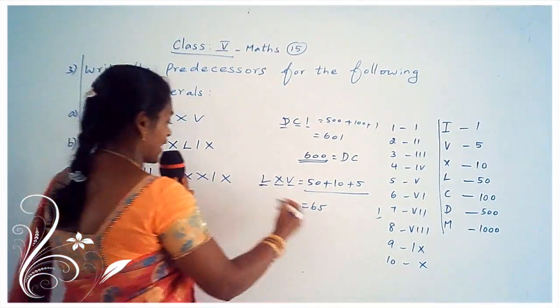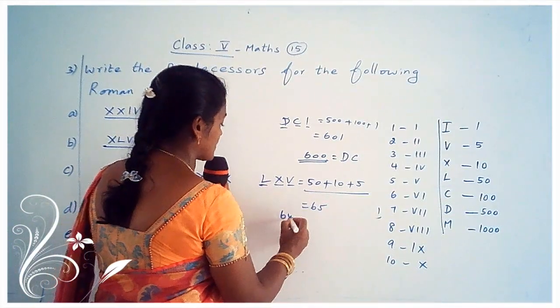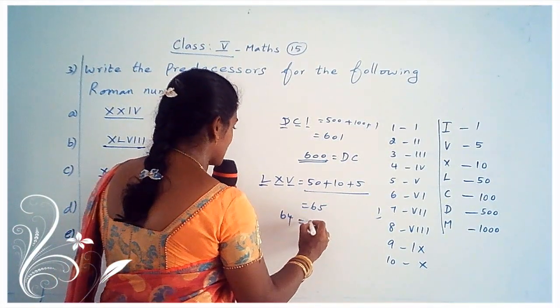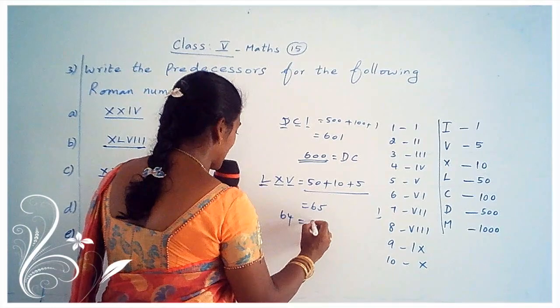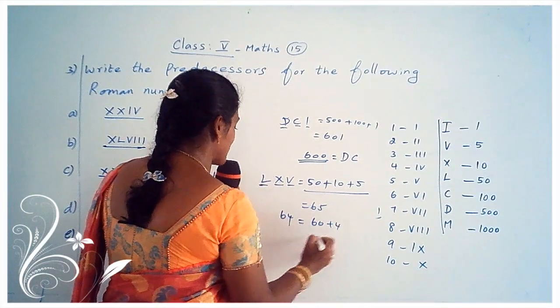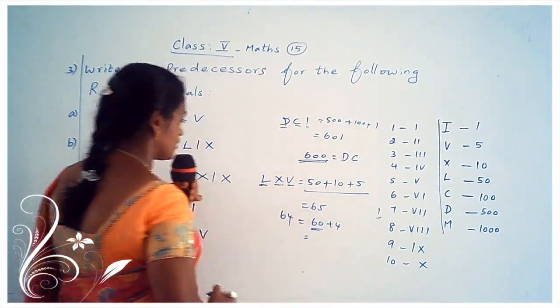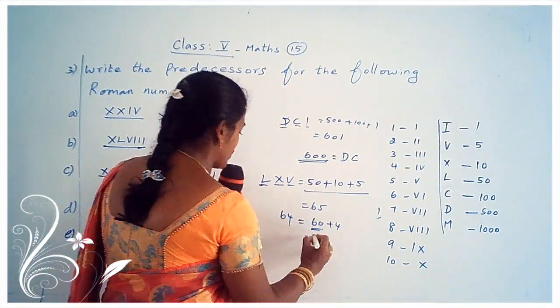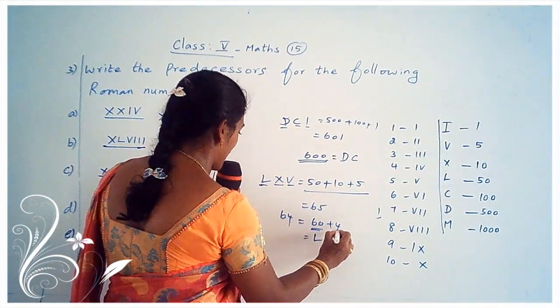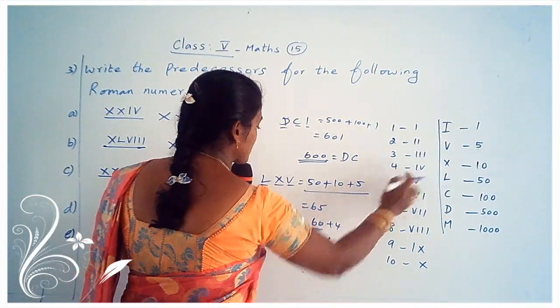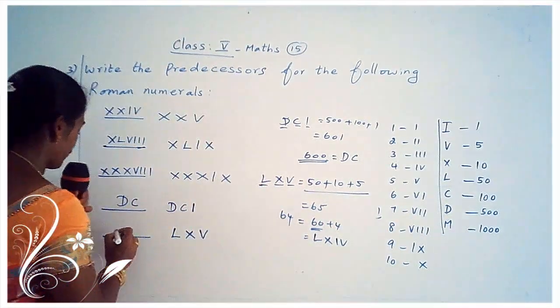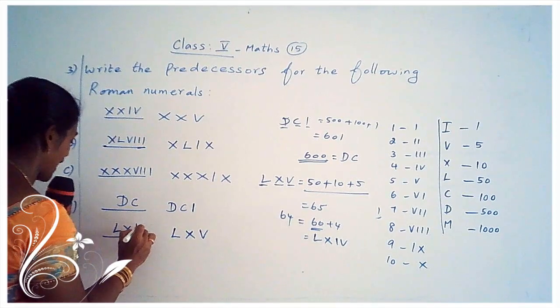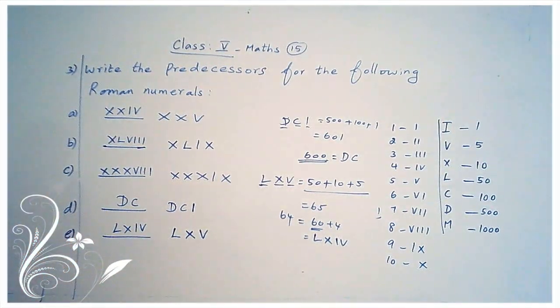Now you convert into Roman numerals. 64 can be written as 60 plus 4. Yes, children. 60 again can be written as 50 plus 10, so that is LX. Now we need 4, and 4 means IV. So your answer is LXIV. Okay, children, clear? Yes. Now write it in the classwork note.